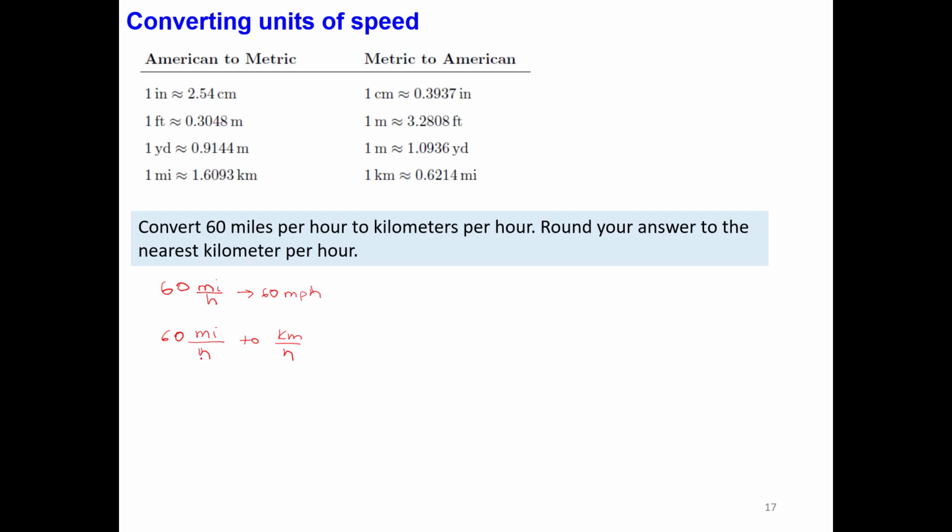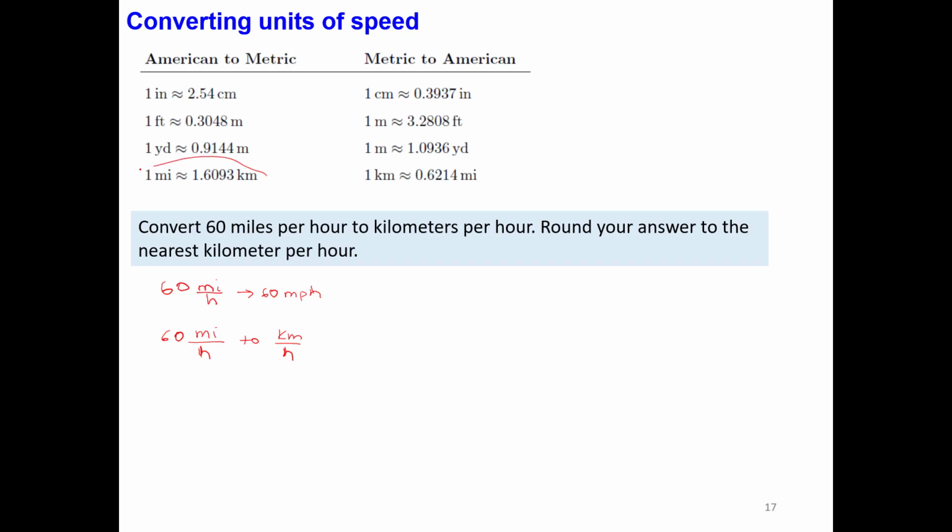What you can see here is the hours. We don't need to convert the units of time. Yes, because it's a speed, we have units of length or distance, and we have units of time. But in this case, the units of time are the same, and we don't need to worry about that. What we need to take care of now is the units of length. We need to convert miles to kilometers, and we need to see what we can use.